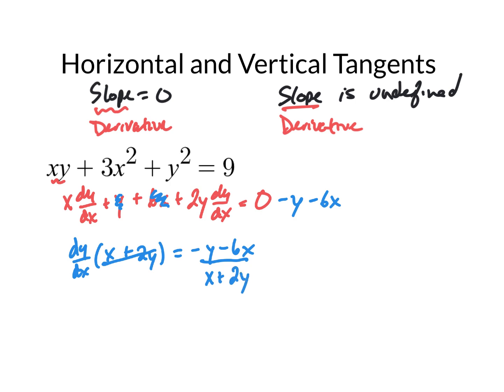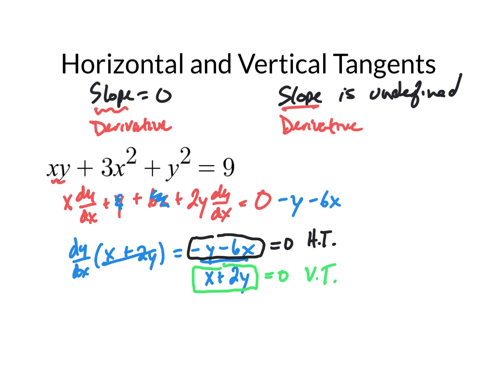Now, what I want you to notice here is we have this fraction. To make a slope equal to 0, we need the numerator to be 0. So this equaling 0 will be where our horizontal tangents are. Whereas to make something undefined, we make the bottom 0. This will be where our vertical tangents are.